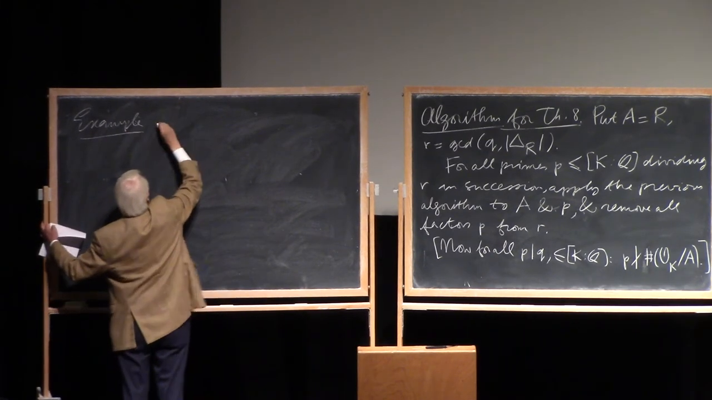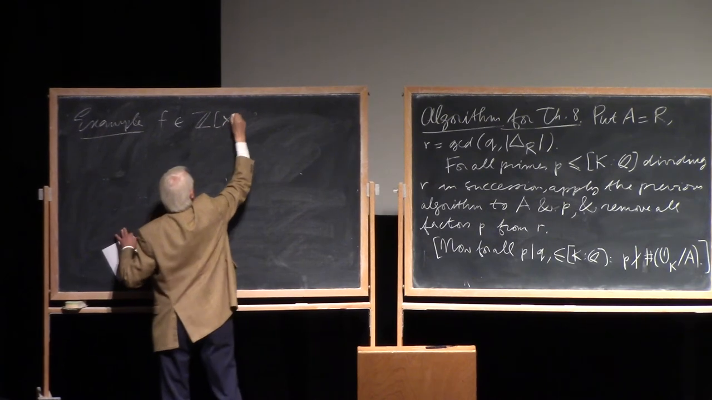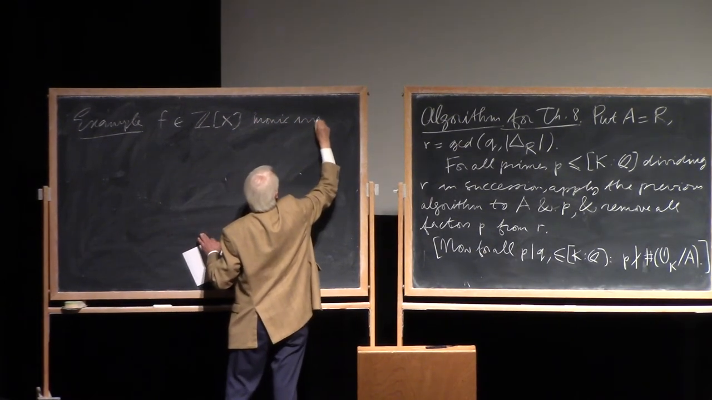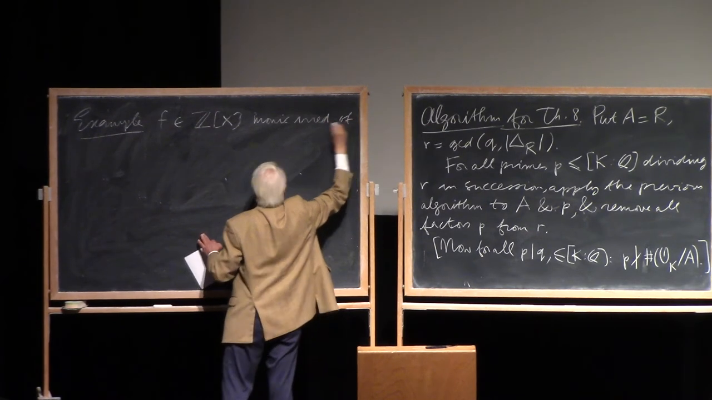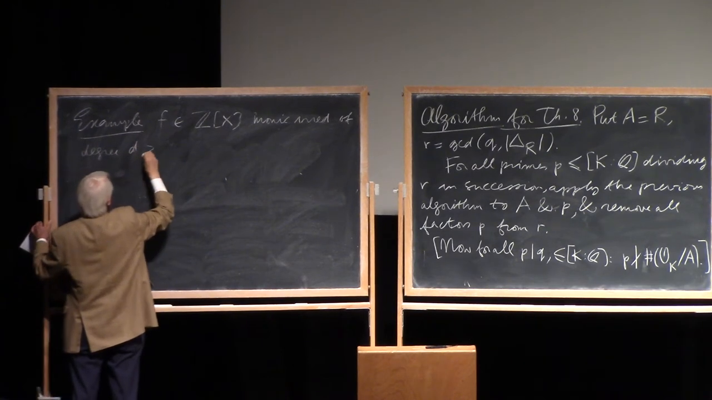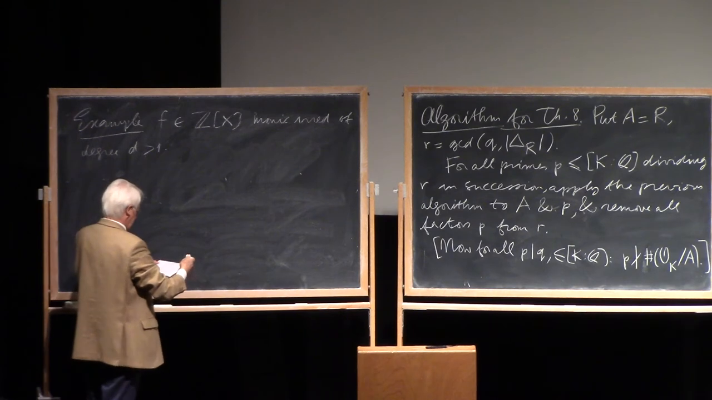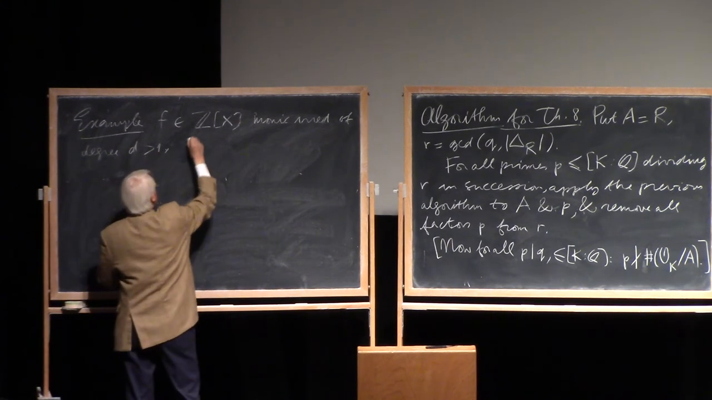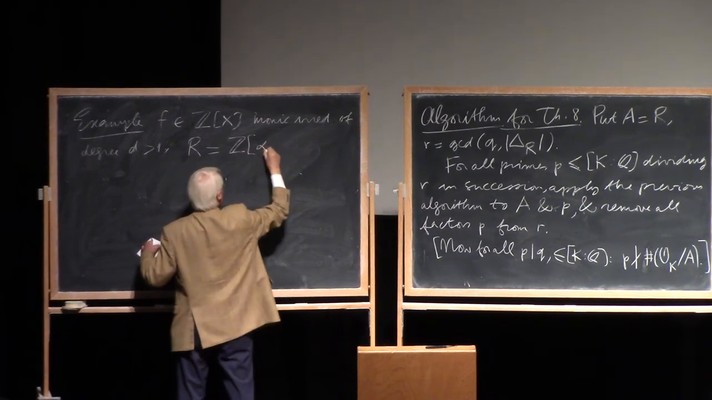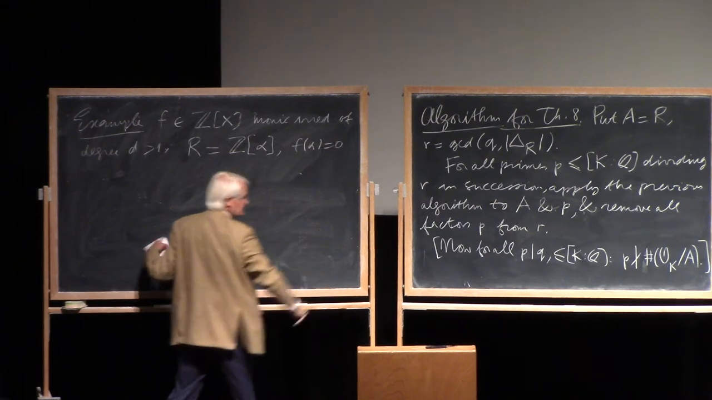I take F in Z[X], monic and irreducible, let's say of degree d, let's take it greater than 1. So think of x squared minus a. And R is Z[alpha], with f(alpha) equal to 0. So that is Z[x] modulo f.